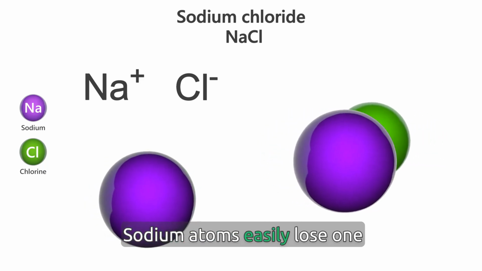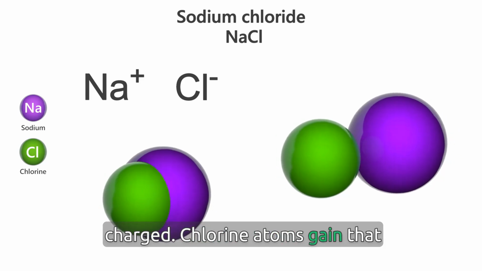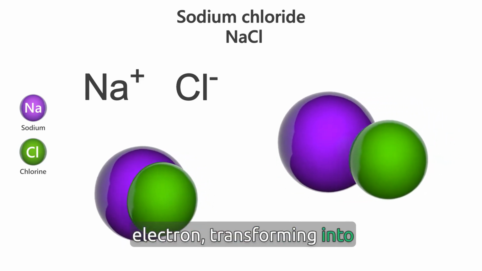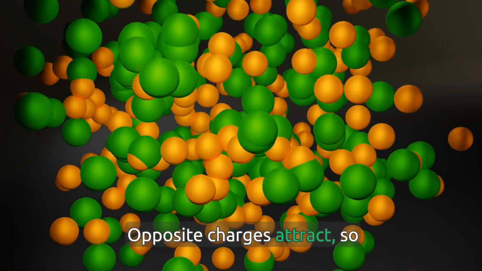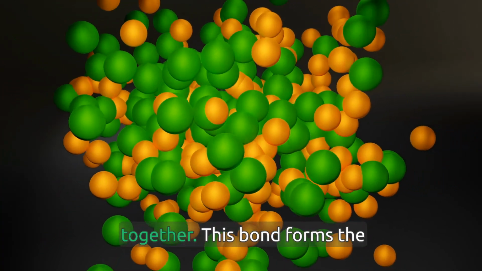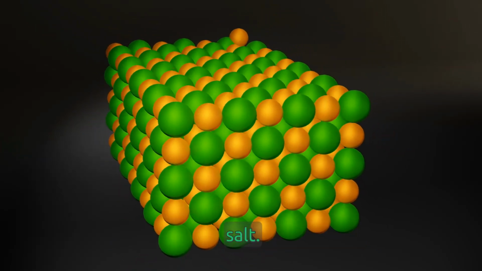Sodium atoms easily lose 1 electron to become positively charged. Chlorine atoms gain that electron, transforming into negatively charged ions. Opposite charges attract, so sodium and chloride ions cling together. This bond forms the familiar crystals we call table salt.